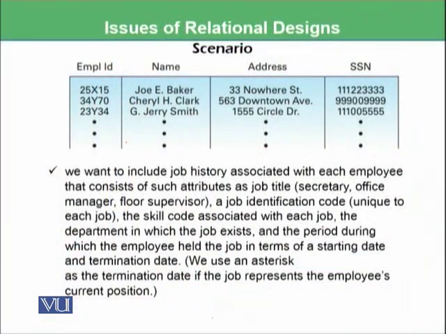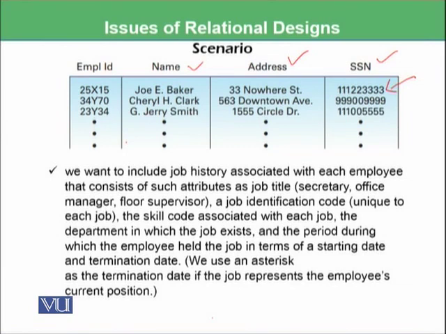We have employee ID, employee name, its address, and social security number. So this is one relation that is perfect, because each tuple of this relation is denoting one particular employee, and the next tuple is denoting the next particular employee of the company.